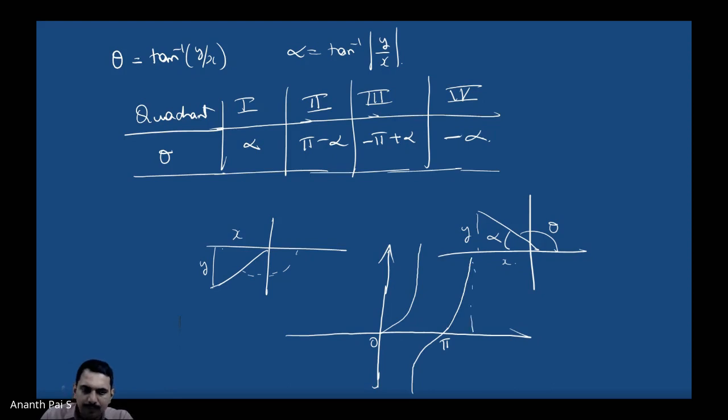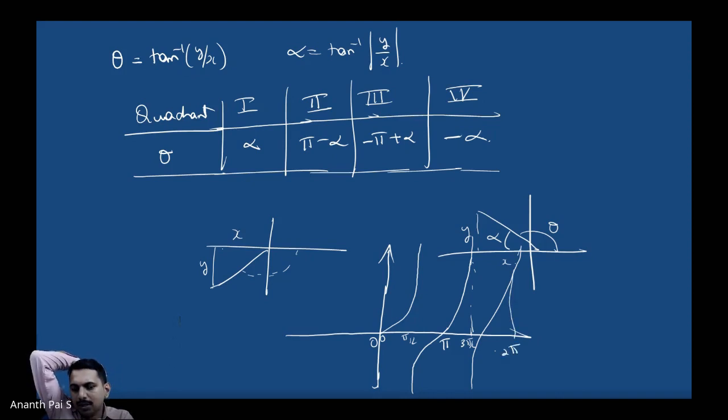Am I correct here? No, I'm not correct. It is 0, pi by 2, yeah, pi, correct? No, Samarth, is it proper? Then it goes here, then it comes here like this, right? Yes, sir. So this is 3 pi by 2, and this going to infinity is 2 pi, is it not?